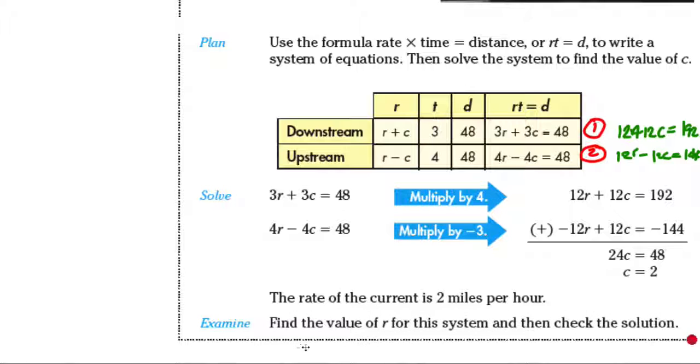So find the value of R for the system and then check the solution. If you want to find the rate of the riverboat in still water, we simply have to substitute 2 for C, and we find the rate of the riverboat in still water.